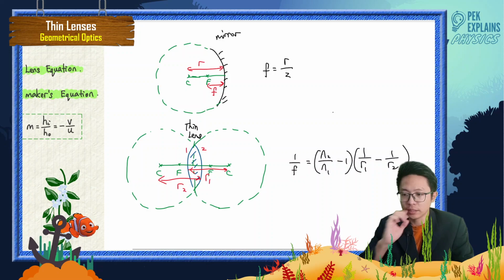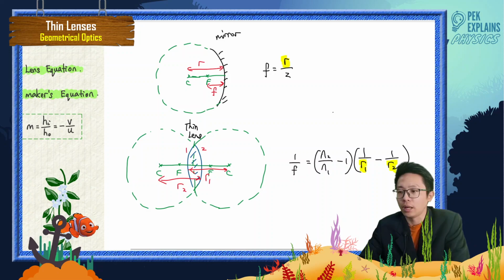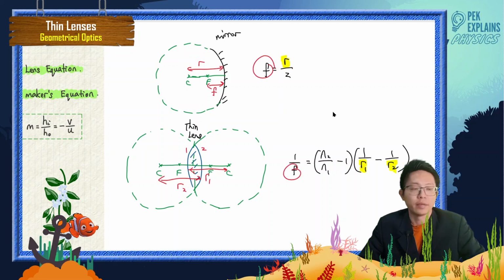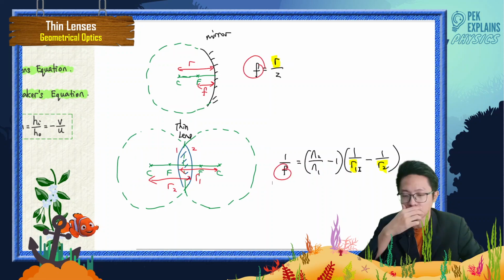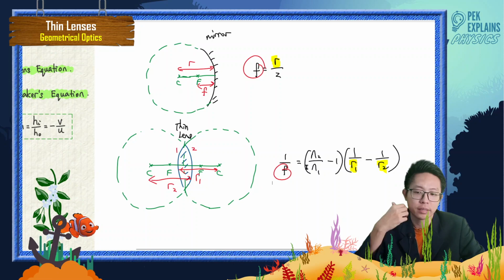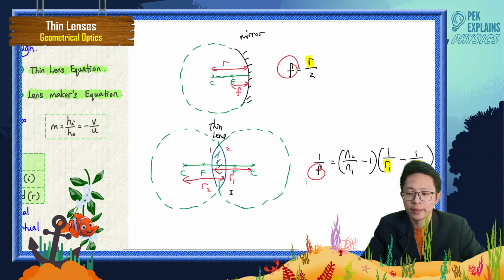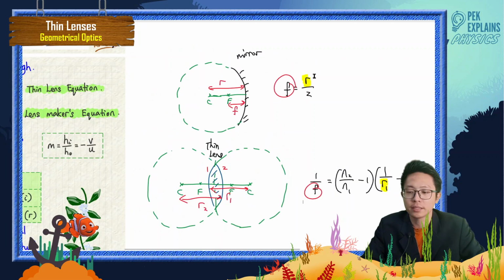A mirror only has one radius, so you can find the focal length directly. But a thin lens has two radii, radius 1 and radius 2, so if you want to find the focal length, you need to use another special formula. We call it the lens maker equation. For a mirror, it's very simple: only one radius, so just divide by 2 to get the focal length.